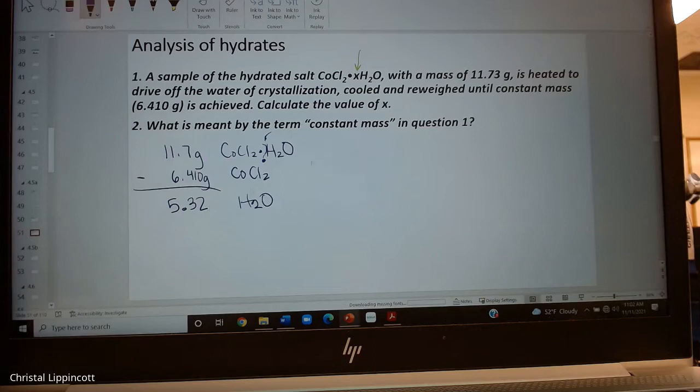Okay. So then I'm going to take this guy, the 6.410, and divide it by the molar mass of copper chloride, which is 129.93. I'm going to take my water and divide by 18. And when I do that, this guy comes out to be 0.0493. My water comes out to be 0.296.